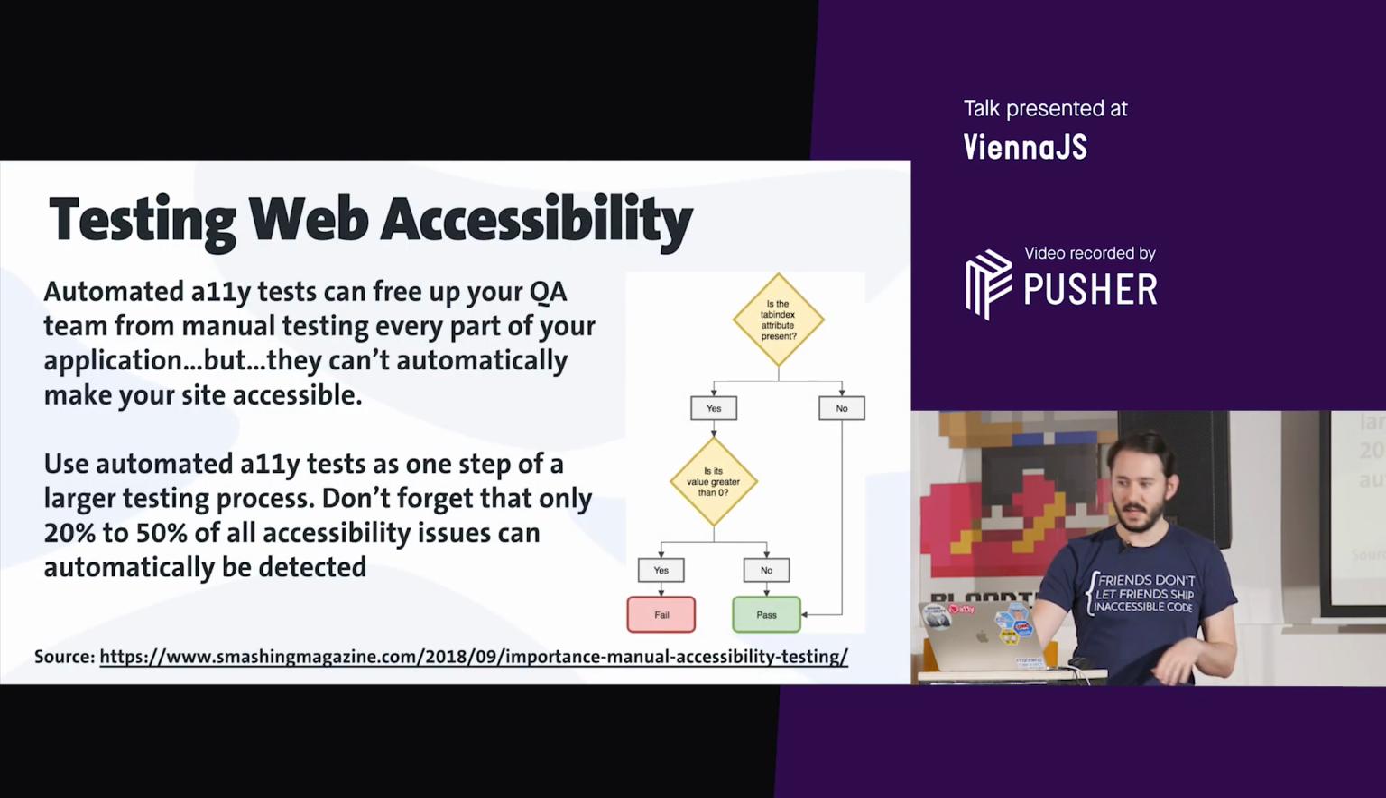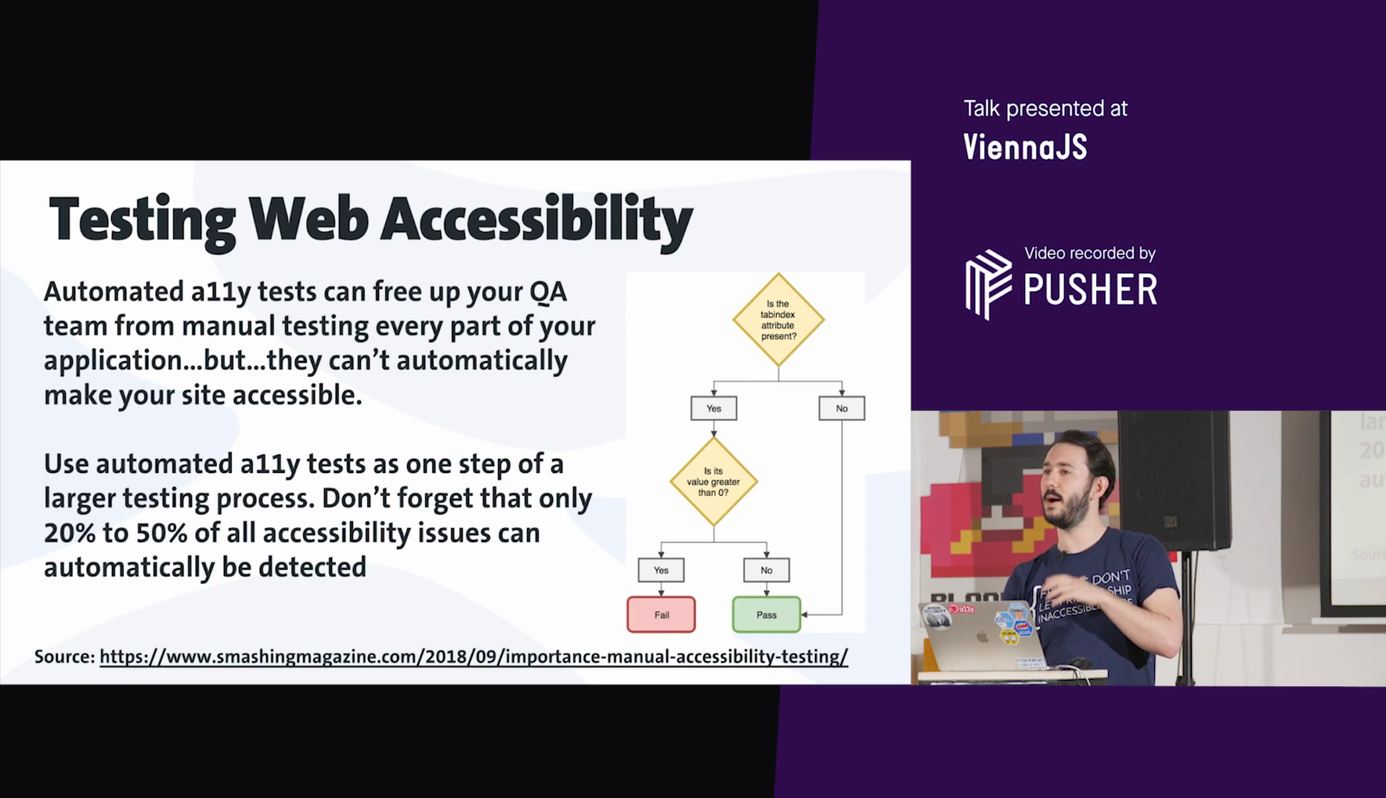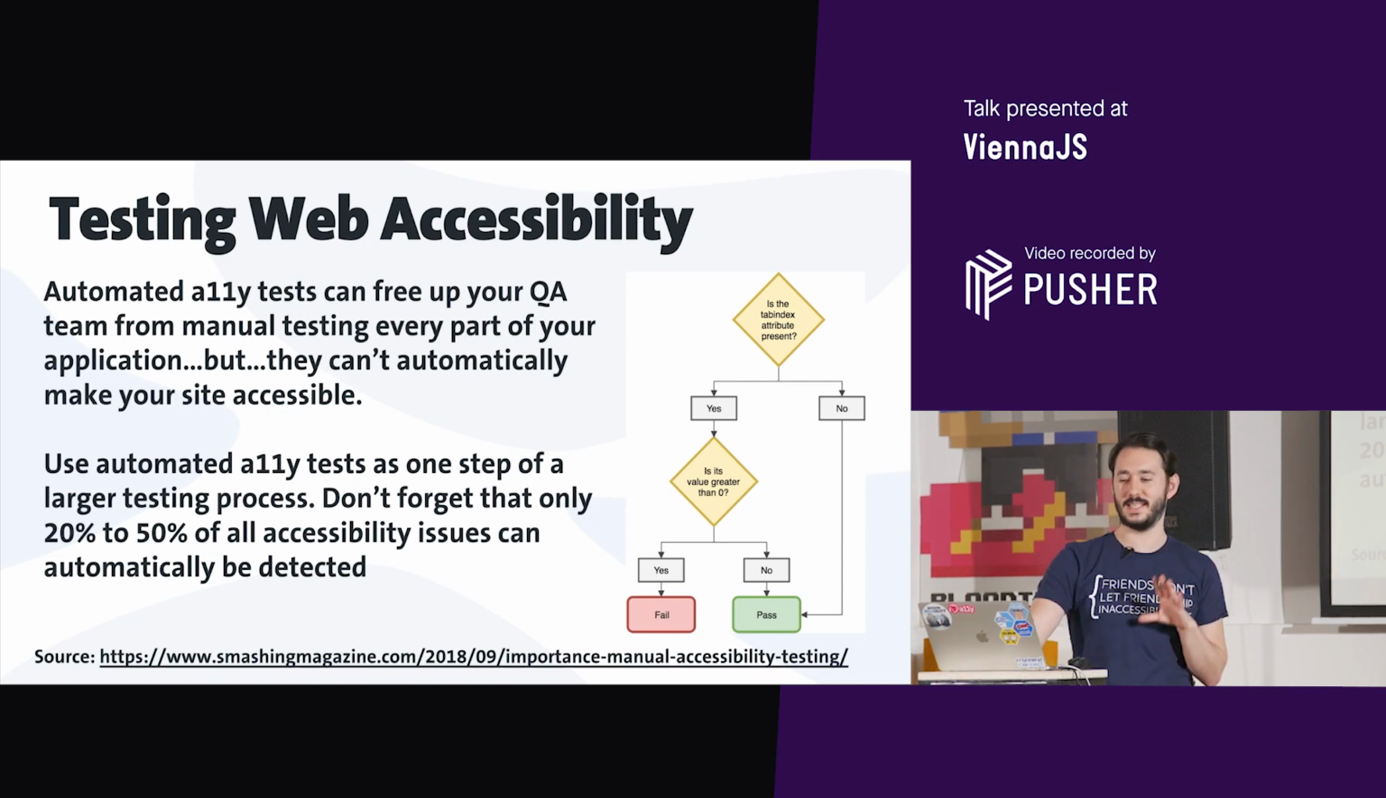Automated tests are very good. They can free up your QA, your testing team, from manually testing every part of the application, but it's not magic. They don't automatically make your site accessible, because you need to include these automated tests in a full testing process with manual tests. Only around 20 to 50% of the accessibility issues can be detected by automated tests.